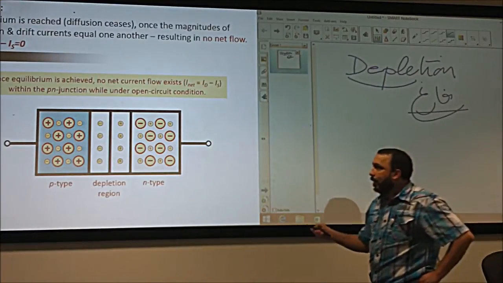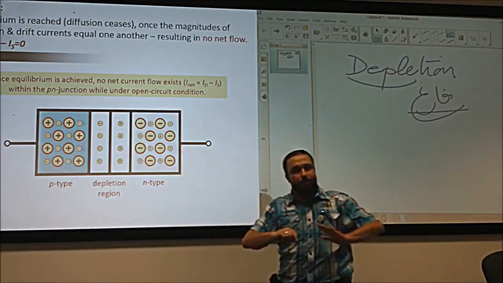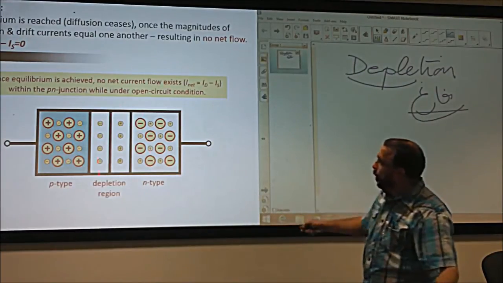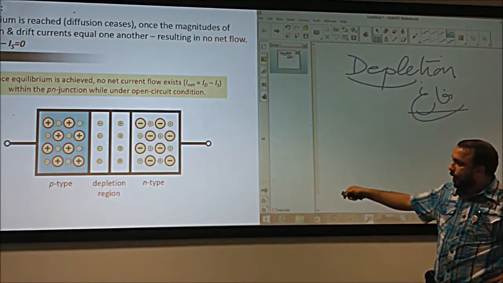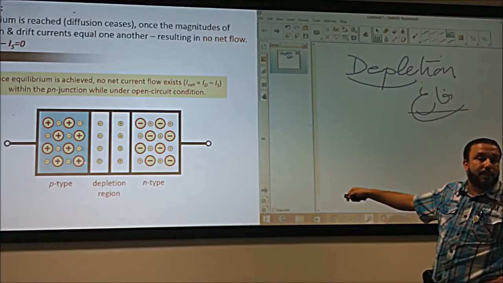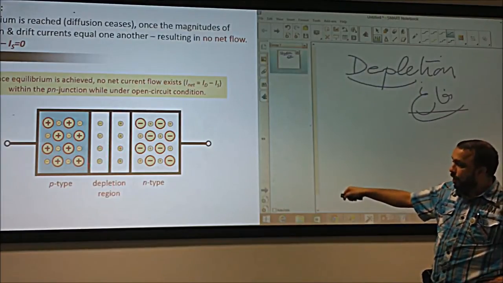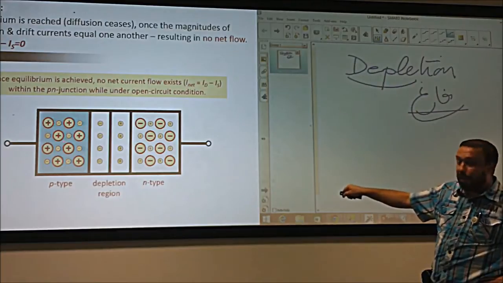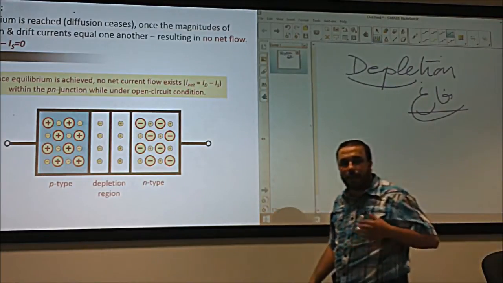So at the end of the day, at the equilibrium condition, when things get settled, what will happen? We will end up with just a junction, and across that junction we will have a depletion region. There's a voltage in there. These guys stay where they are, and these guys stay where they are. Everybody is happy where they are.